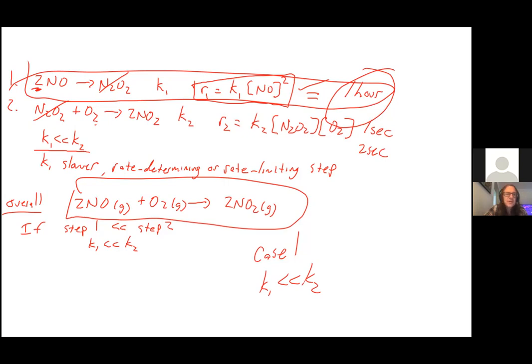Actually, I'm looking through here. It looks like every one of them is K2 is much larger. None of them are K2 is much smaller. That's sort of strange. Did I pick that on purpose? Yeah. Okay. It is possible. Let me just check something.